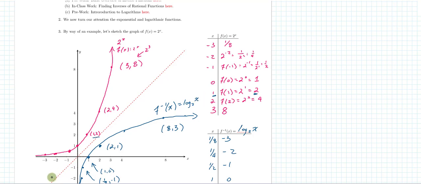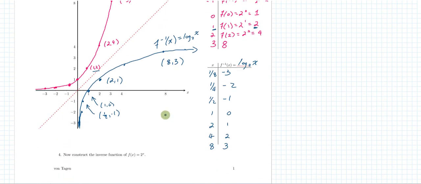And as we saw in our previous discussions about inverse functions, you see that these inverse functions have this nice symmetry about the line y equals x. If I were to take this point right here, 3, 8, and reflect it over the line y equals x, I'll arrive at the ordered pair 8, 3, which is the point that's on the inverse function.